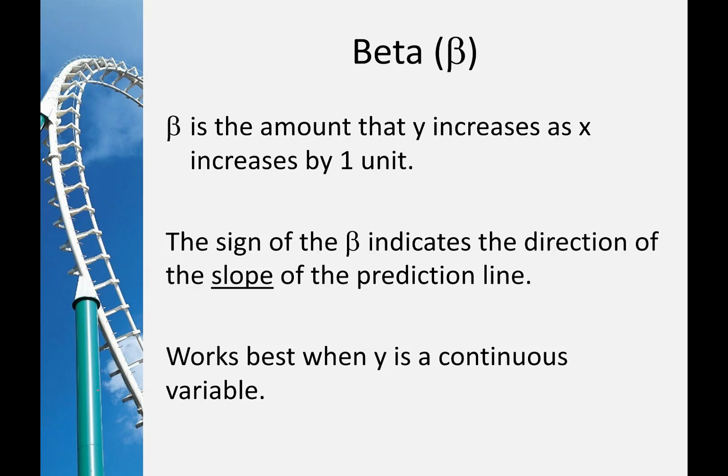I had to include this last note on this slide. It works best when y is a continuous variable. Ordinary least squares regression is an equation that will do whatever you ask of it, even if what you ask is inappropriate and is not what this was designed to do. OLS is like a hammer.